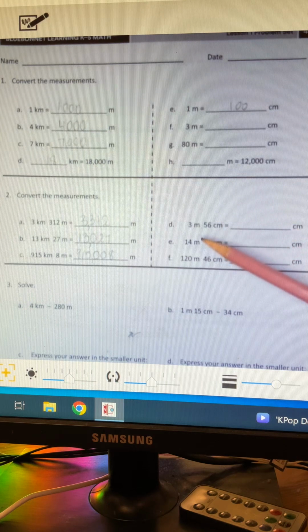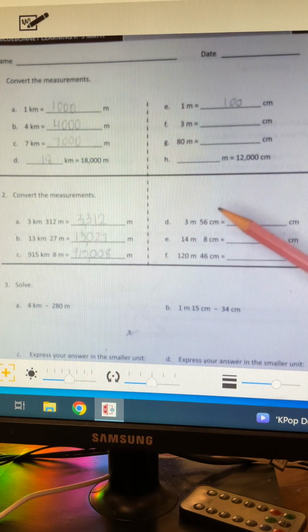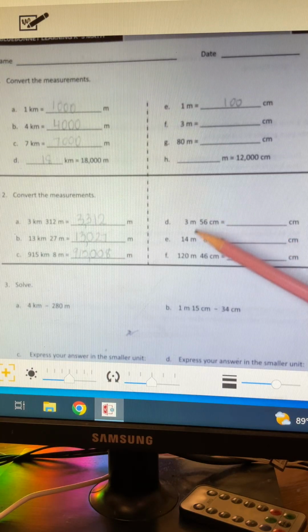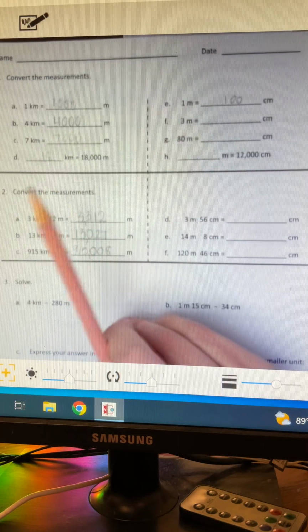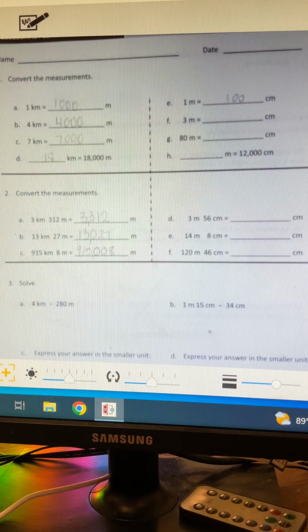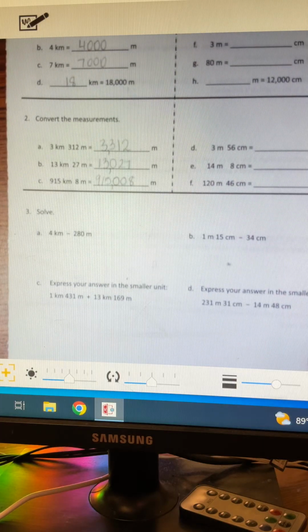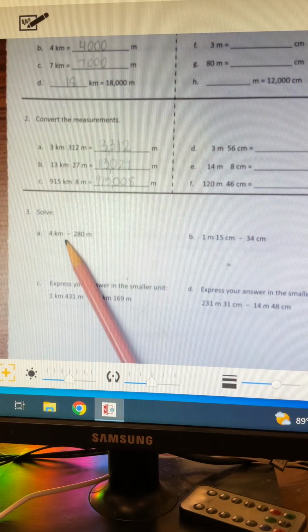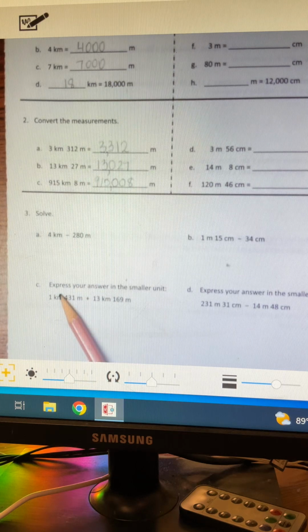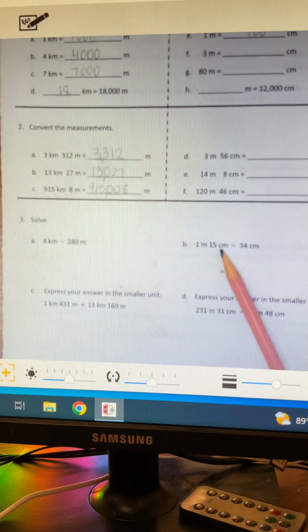Now it's your turn. You're going to convert the meters to centimeters. Remember, 1 meter is the same thing as 100 centimeters. So how would you do D, E, and F? You can replay this video as often as you need. I'm going to go ahead and move down to problem number 3, and I'm going to work out letter A, and I'm going to work out letter C. You're responsible for B and D.